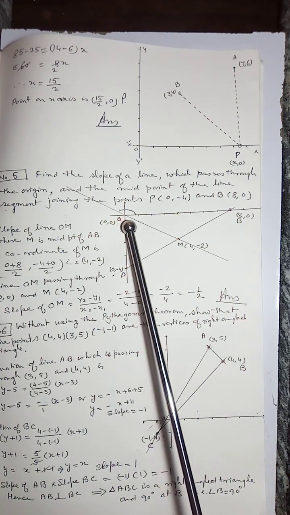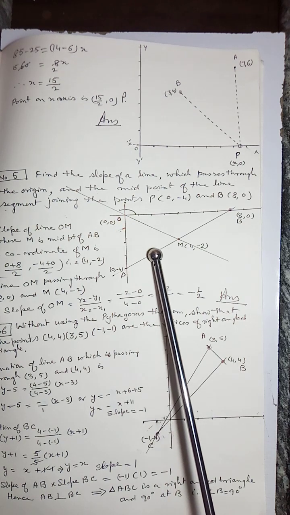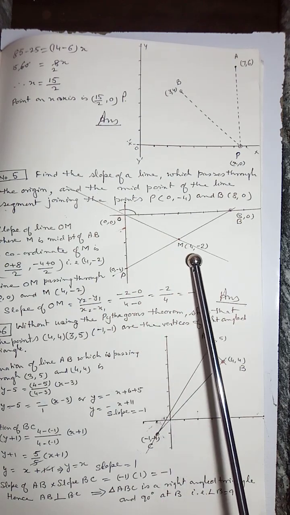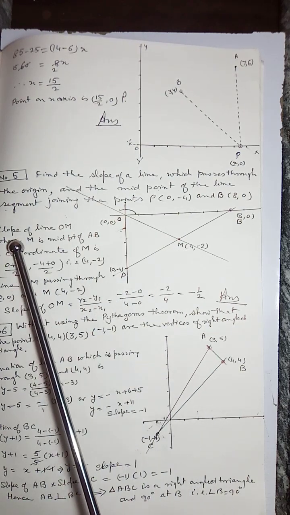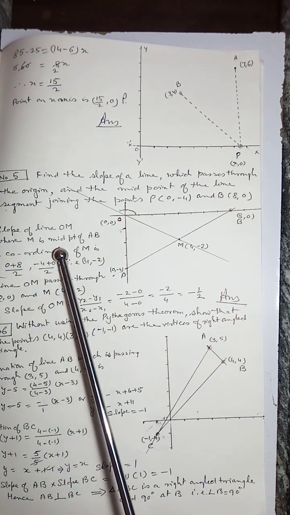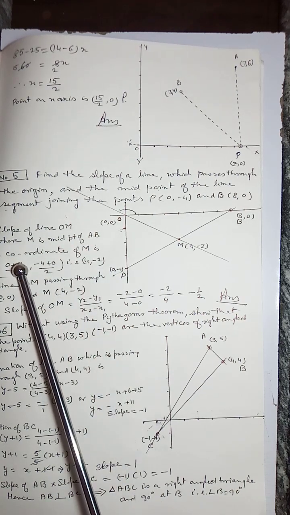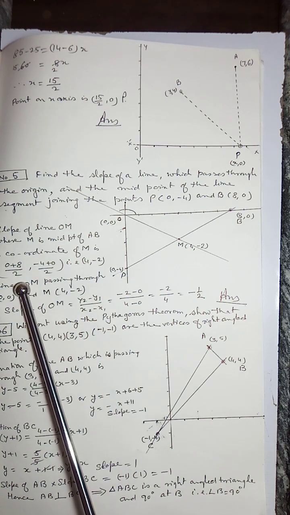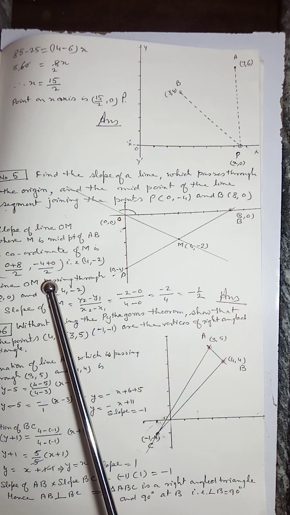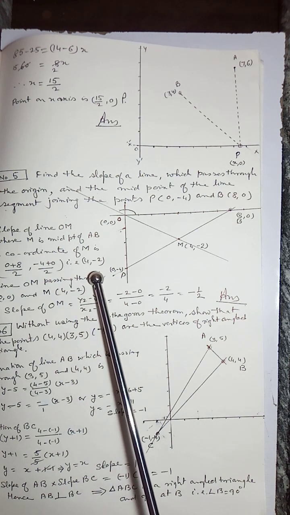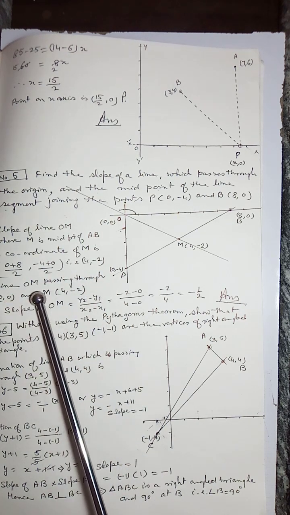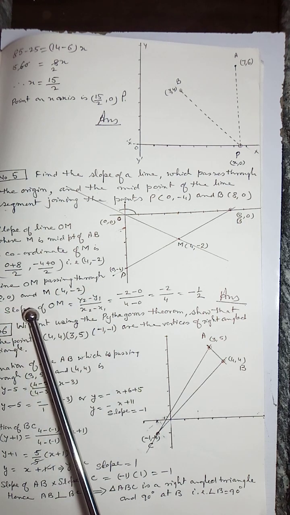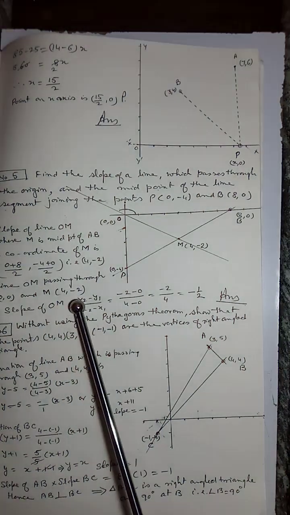And we know the coordinate of the origin is (0, 0). So we have to find the equation of the line, means the line OM. Here I have done it, the slope of the line OM, where M is the midpoint of AB. Therefore the coordinate of M is (0 plus 8 divided by 2, minus 4 plus 0 divided by 2), that is (4, -2). The line OM passes through O (0, 0) and M (4, -2).